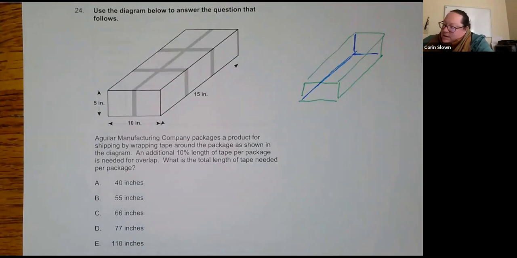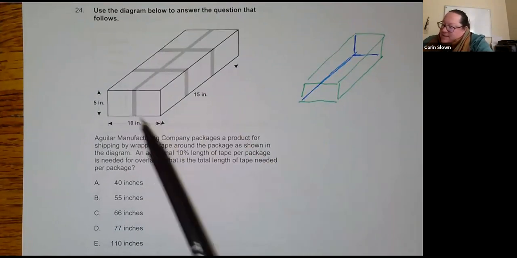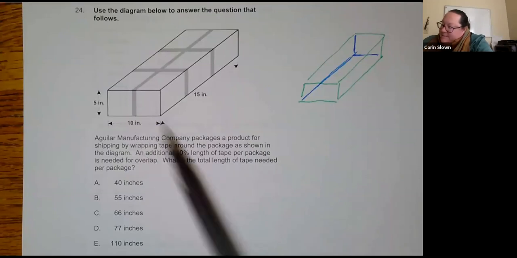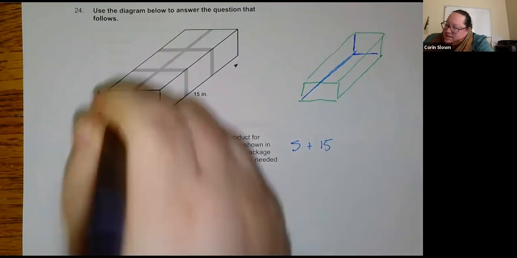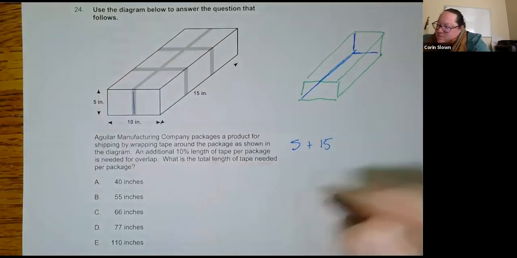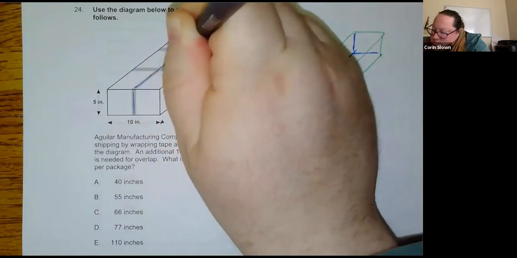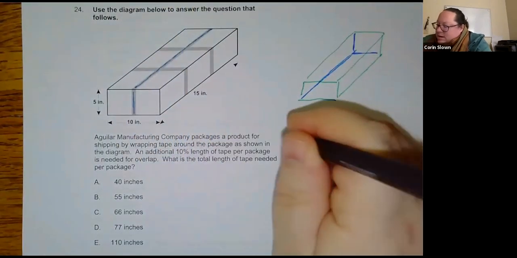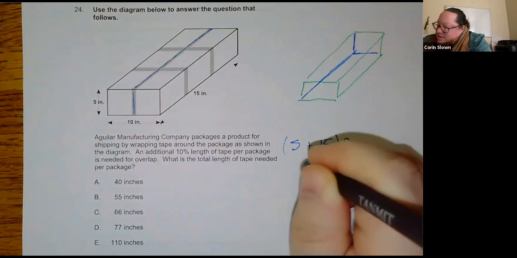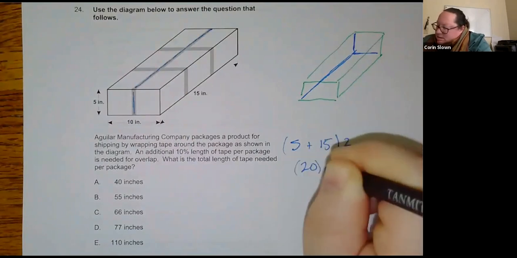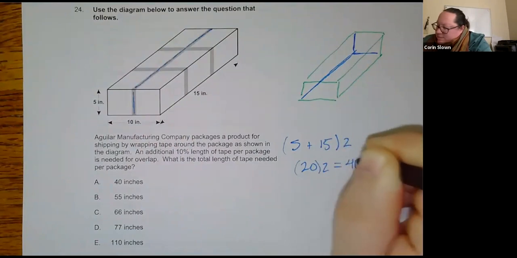So let's think about the length of tape. So we're going to figure out the amount of tape. So I've got 5 plus 15, right? So that's this length. So 5 plus 15. I have to multiply that by 2, right? Because I have the back side that I can't see. So 5 plus 15, so that's 20. Times 2 is going to be 40.